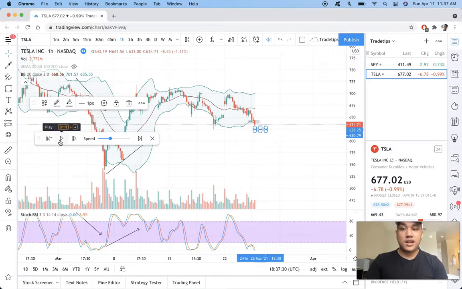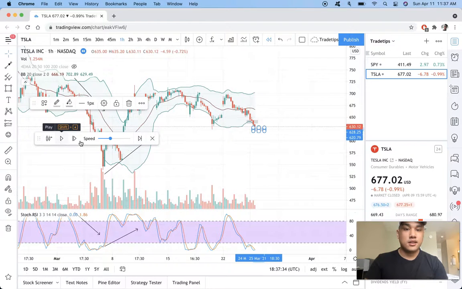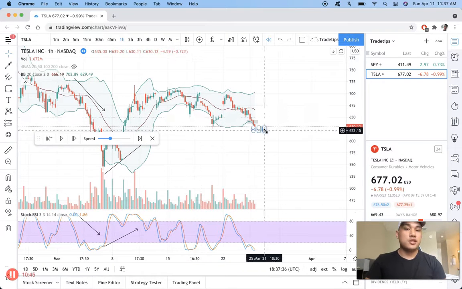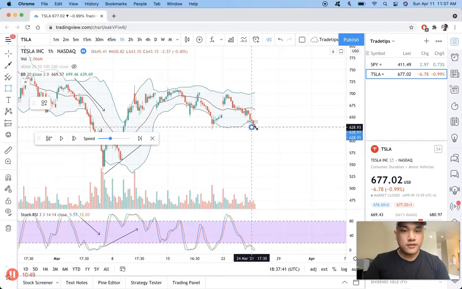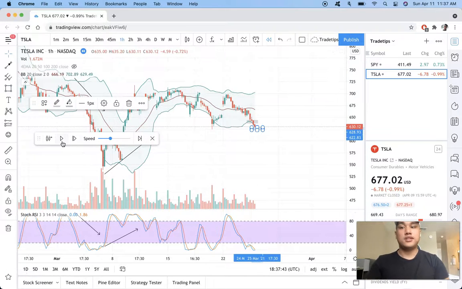Let's see if we can get any more. Otherwise, I'd probably get one contract here if I would like. And there you go. That's where I'd probably pick up my second one. And if we fast forward to this, let's see if we can enter the trade, and we're going to sell once it hits that middle Bollinger Band.